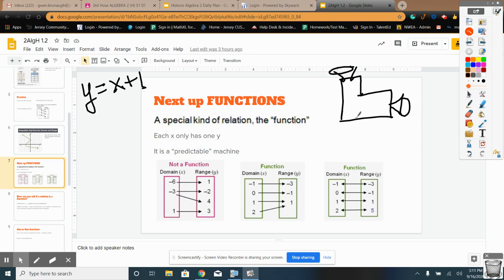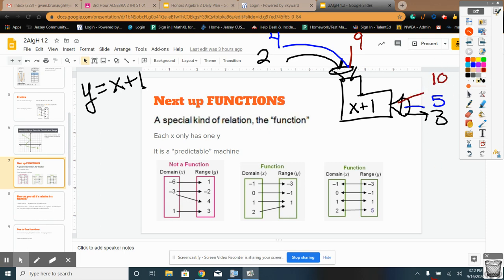I'll tell you why. Because basically the function machine is a rule. It does something to things. So we're going to plug in values into this funnel, and this stuff will be done to it, and it will shoot something out. So if I plug 2 into my machine, it's going to shoot out 3. If I plug in 4 into the machine, it's going to shoot out 4 plus 1, which is 5. If I plug 9 into the machine, it will do 9 plus 1 and get 10.